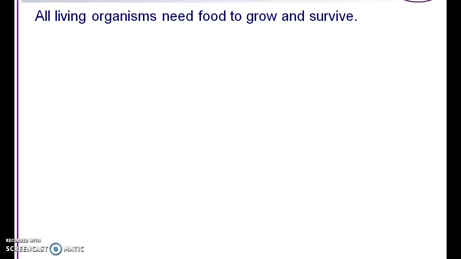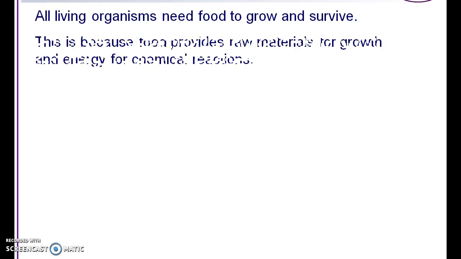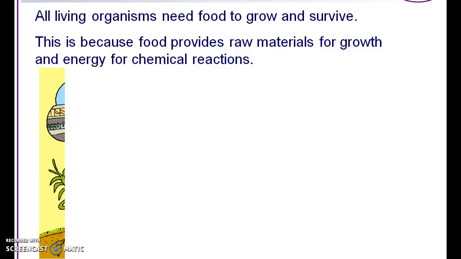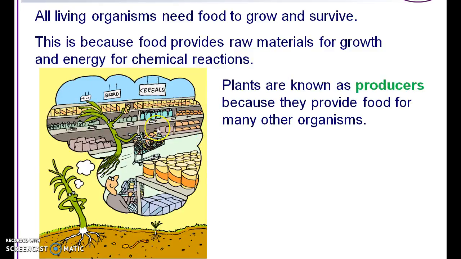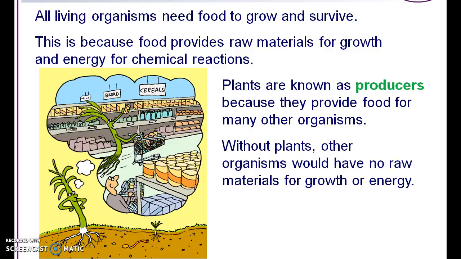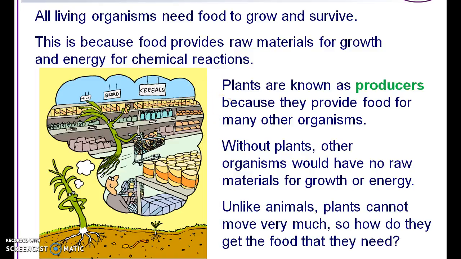All living organisms need food to grow and survive. This is because food provides raw material for growth and energy for chemical reactions. Plants are known as producers because they provide food for many organisms. Without plants, other organisms would have no raw material for growth and energy. Unlike animals, plants cannot move very much, so how do they get the food that they need?